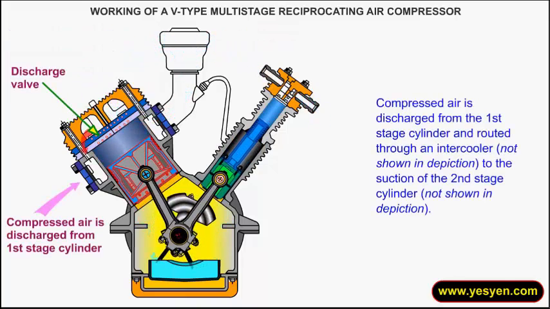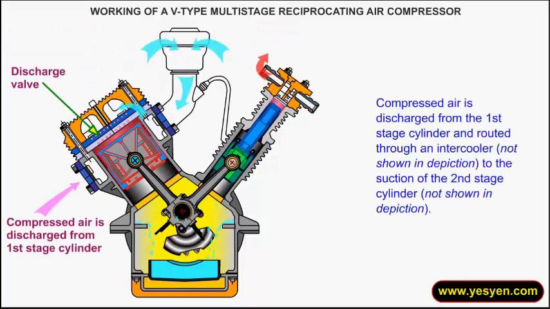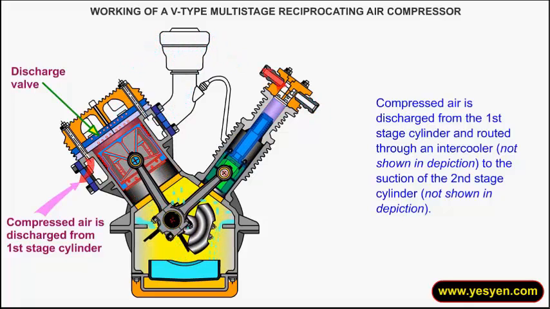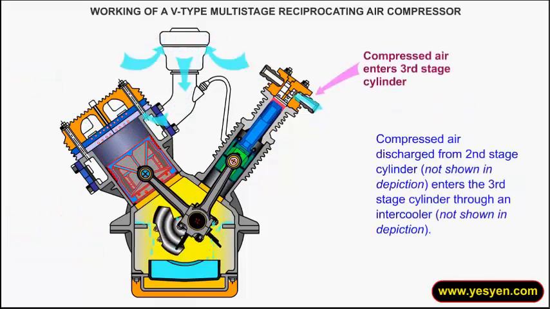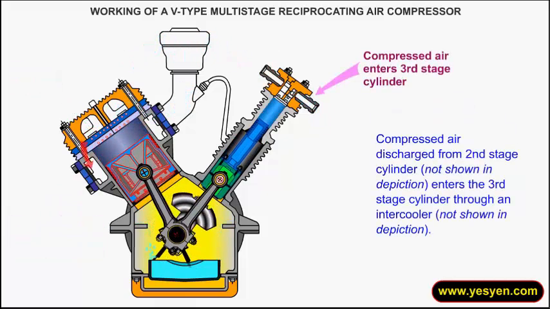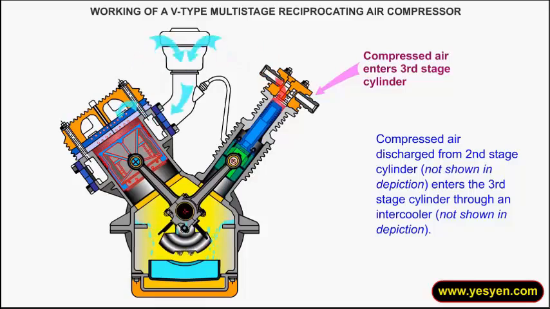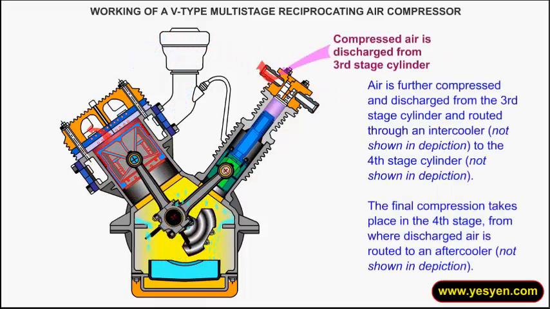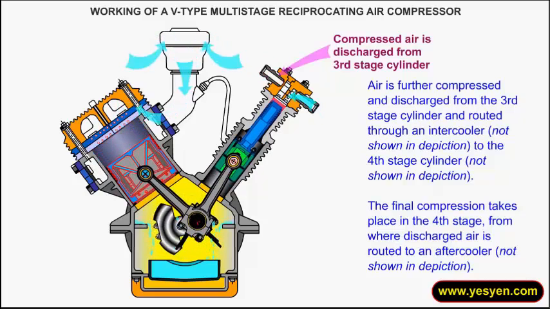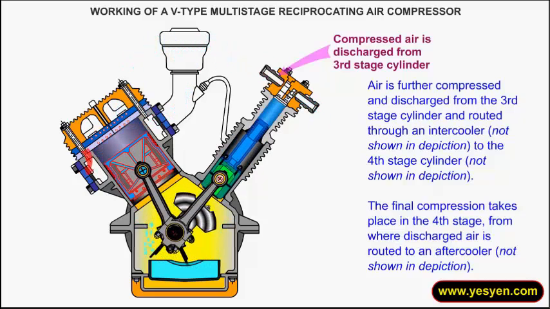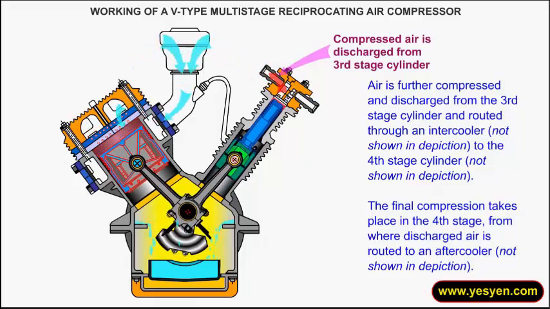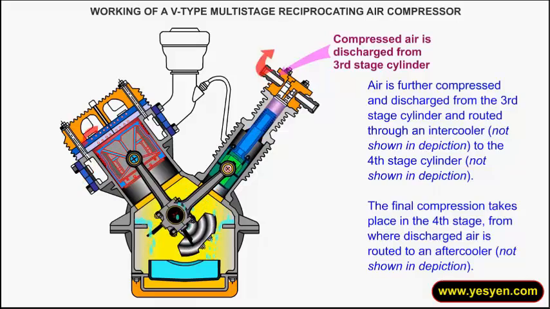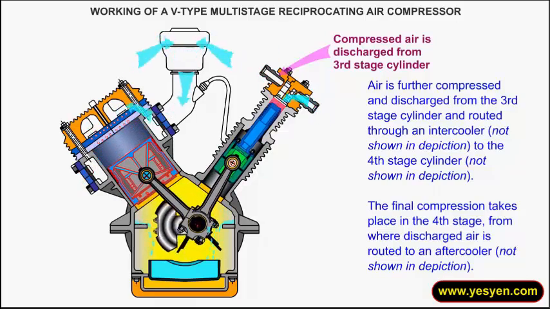Compressed air is discharged from the first stage cylinder and routed through an intercooler to the suction of the second stage cylinder. Compressed air discharged from second stage cylinder enters the third stage cylinder through an intercooler. Air is further compressed and discharged from the third stage cylinder and routed through an intercooler to the fourth stage cylinder. The final compression takes place in the fourth stage, from where discharged air is routed to an aftercooler.